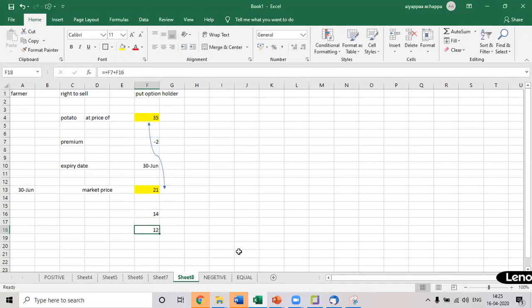Now it's not necessary that only farmers should do this, you also can do it. You do this when you expect the price to decline. That means you have a bearish view.